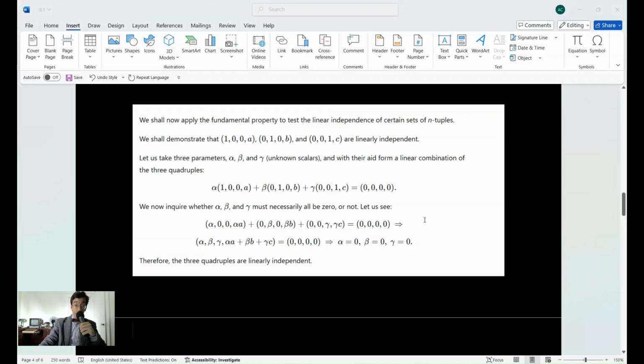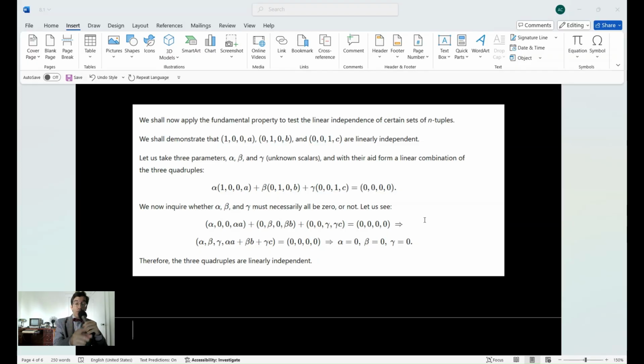So here is one way you can apply the fundamental property to test linear independence. We have a rather elegant little set here. Our aim is to establish with full rigor that these vectors, 1, 0, 0, a; 0, 1, 0, b; 0, 0, 1, c, are indeed linearly independent. And so we have to proceed with calm precision here.